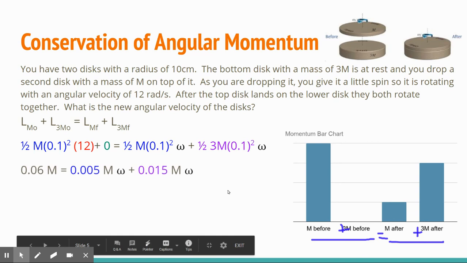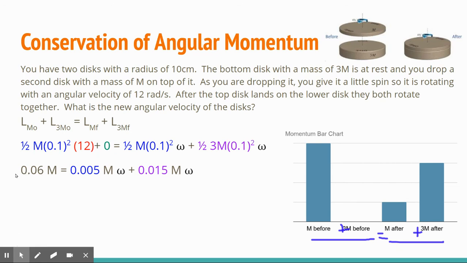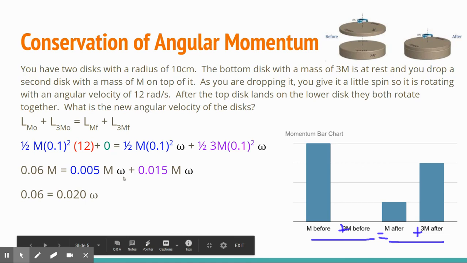Okay, so this is the line that we just had. Next, I'm going to realize that all three of these m's are in all parts of this equation, so I can divide everything by m. And then add these two together. So 0.005 plus the 0.015, and I get 0.020. Then divide both sides by the 0.020 to get my answer of 3 radians per second.